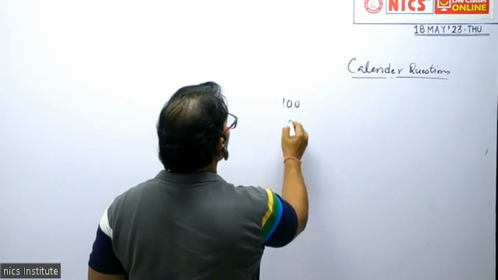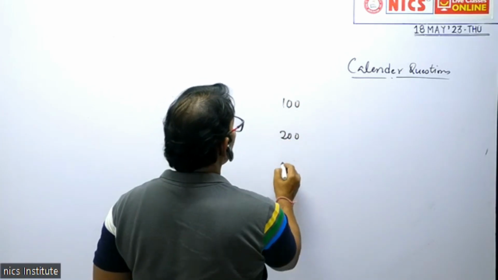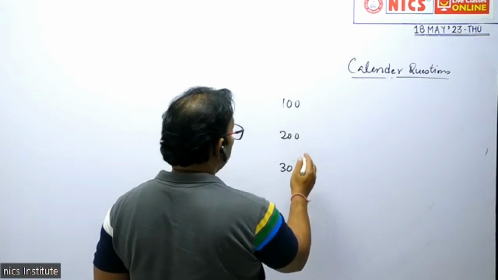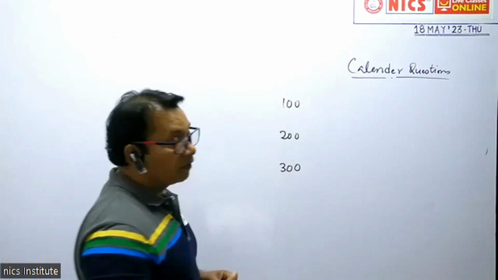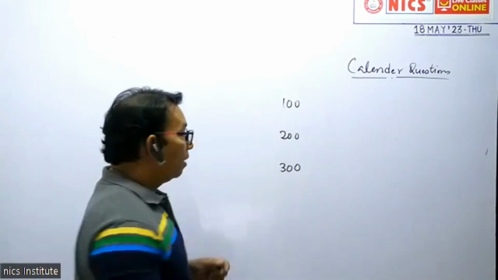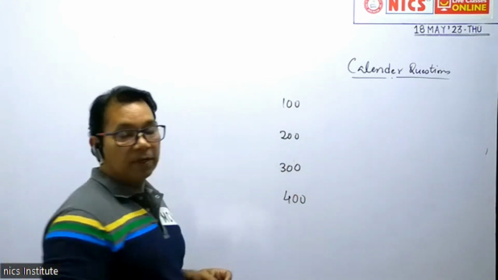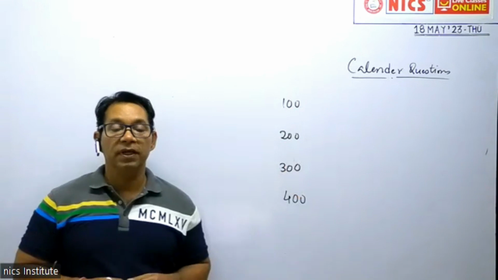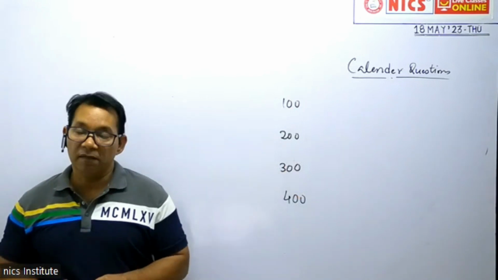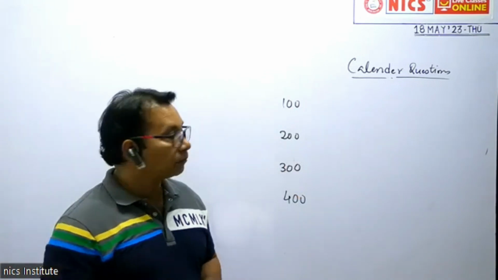But it's not a century. Year 200 is divisible by 4, it's not a leap year. Year 300 is also divisible by 4, but it's not a leap year. But year 400 is a leap year. So every fourth century would be a leap year, otherwise it would be a non-leap year.